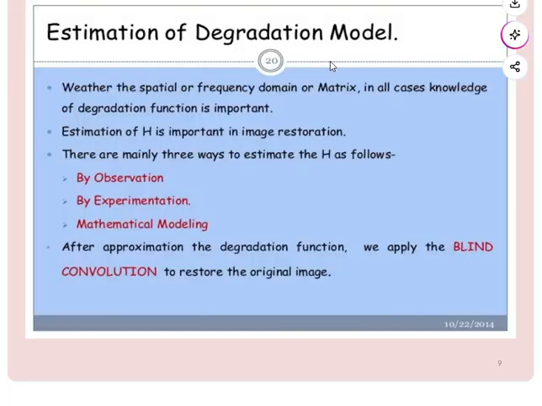Next is estimation of the degradation model. There are three ways to estimate the degradation model. The degradation function is represented as h, and the three ways are by observation, by experimentation, and by mathematical modeling. After approximating the degradation function, we apply blind convolution to restore the original image.